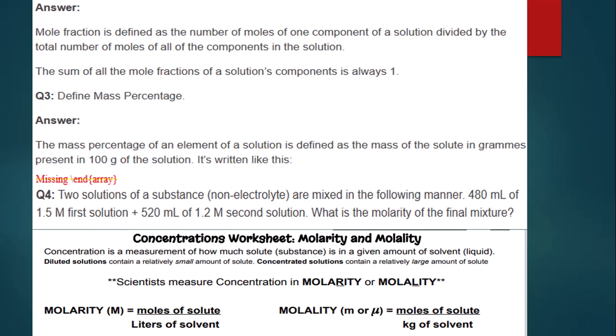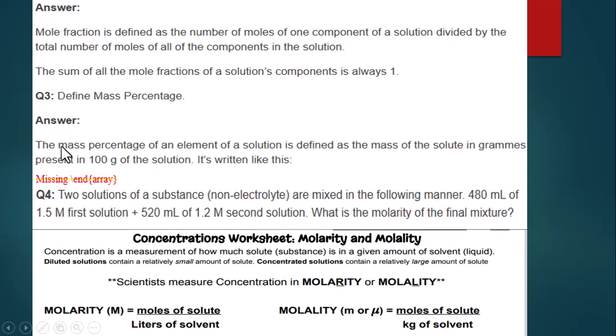Right, okay, that's fine. And then in question 3, they say define mass percentage. The mass percentage of an element of a solution. So we want to find the percentage of this element, and it is defined as the mass of the solute in grams present in 100 gram of the solution.